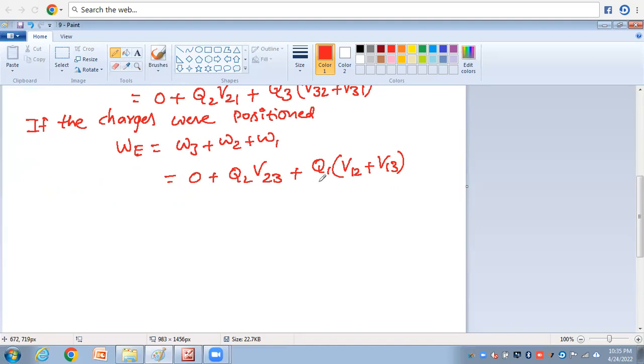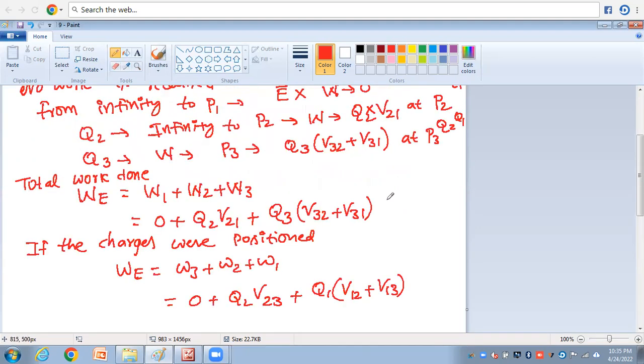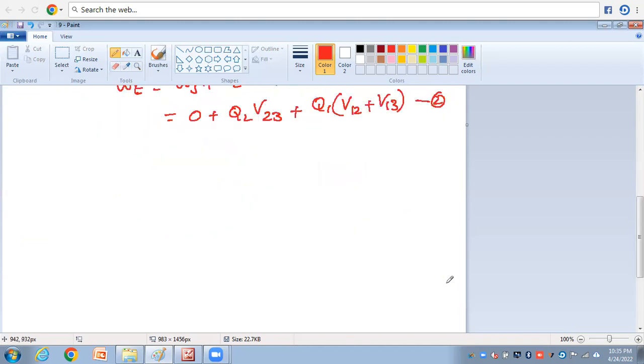V12 and V13 are respectively the potentials at P1 due to Q2 and Q3. Treat this as expression 1, and this as expression 2. Now, just add these two equations, 1 and 2.